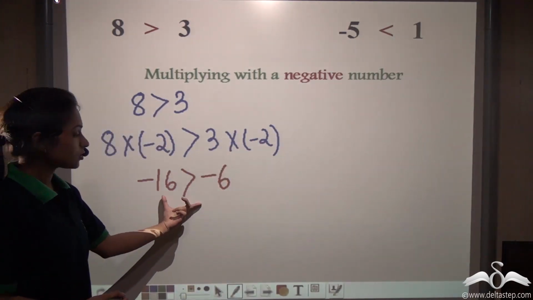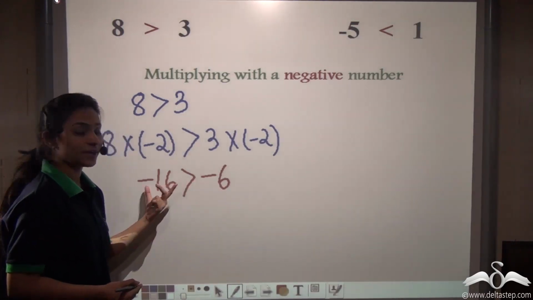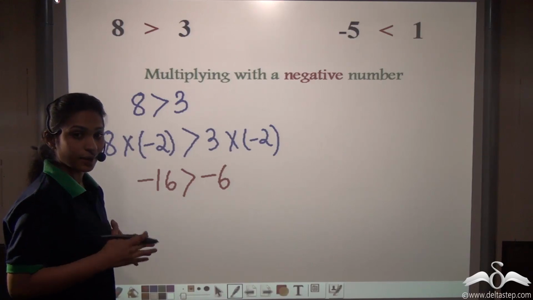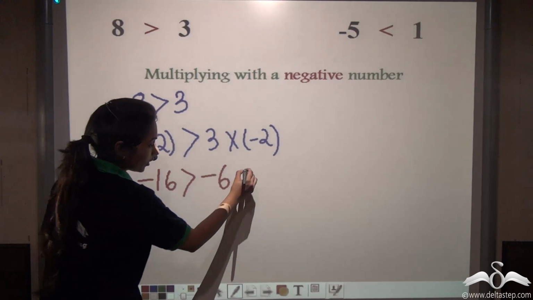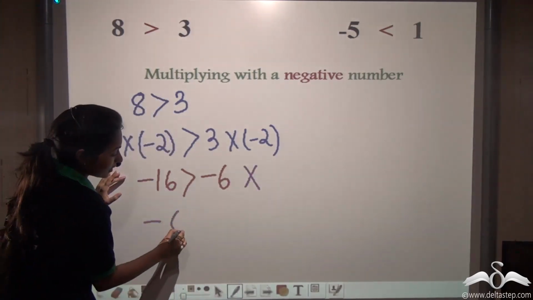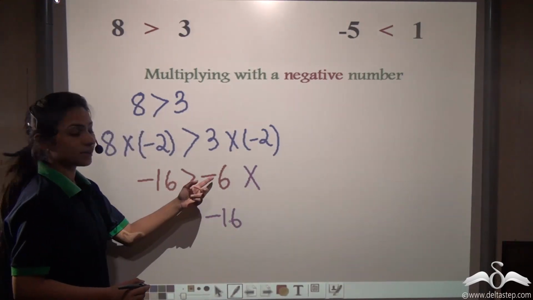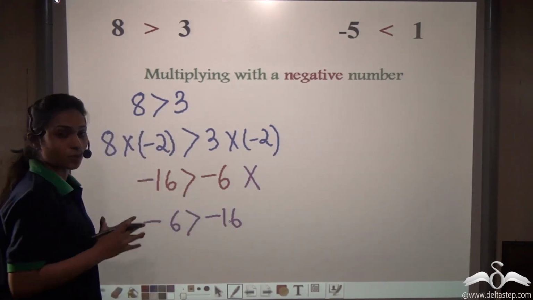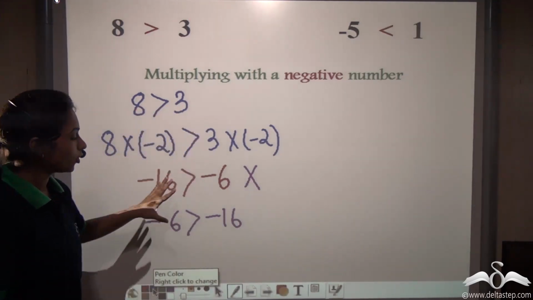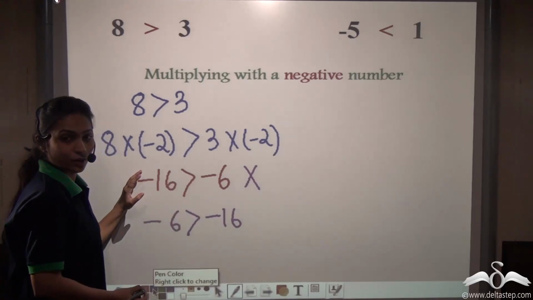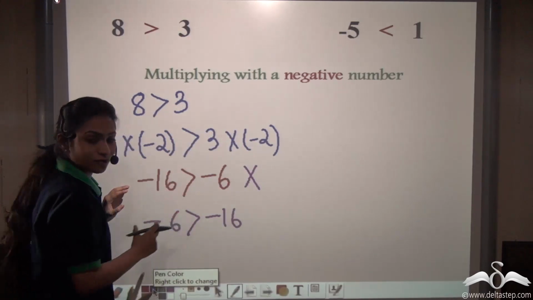But do you think it is true? Minus 16 is greater than minus 6 or minus 6 is greater than minus 16? Tell me. Well, you can say that this inequation is a wrong inequation because minus 6 is greater than minus 16 and not minus 16 is greater than minus 6. So in this case, what do you need to do? Whenever you are multiplying with a negative number, you have to reverse the sign of inequation. As you can see, multiplying with a negative number changes the sign of inequation.